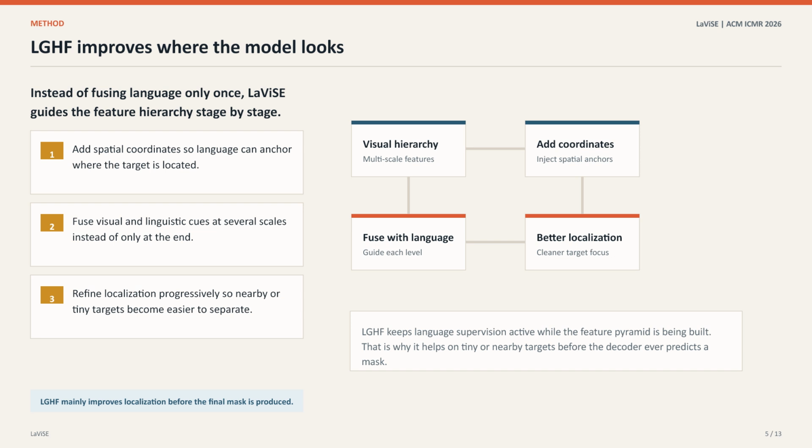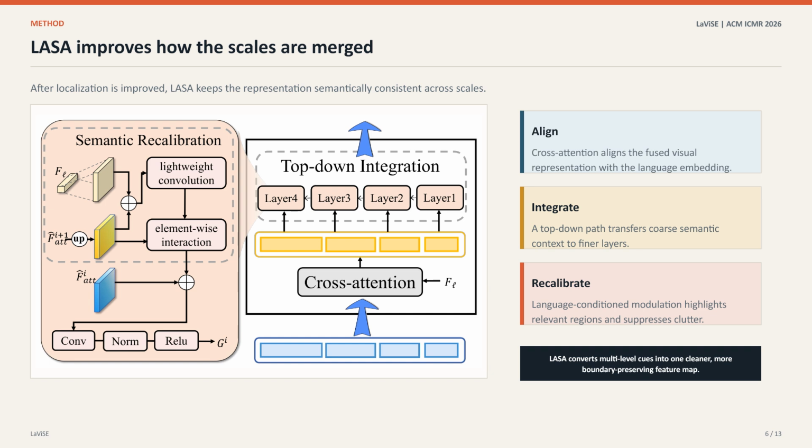This repeated guidance is useful when several nearby objects look similar or when the referred target is very small. By refining localization stage by stage, LGHF makes it easier to separate the true target from distractors before the final mask is ever predicted. LaViSE focuses on aggregation after localization has already been improved.